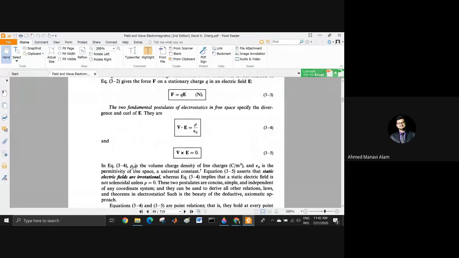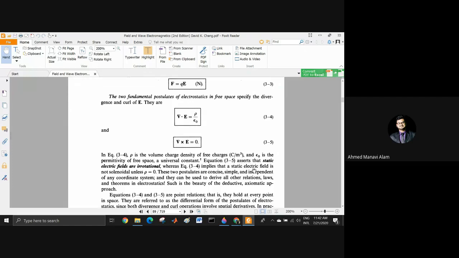In equation 3.4, rho is the volume charge density of free charges, in coulomb per meter cube, and epsilon naught is the permittivity of free space. Rho is the charge density, remember it is coulomb per meter cube, that is, how many charges are there in 1 meter cube.